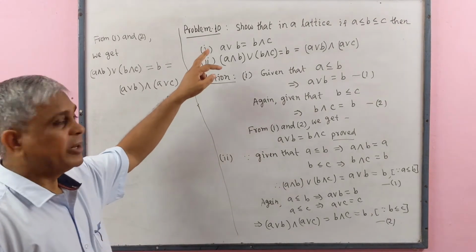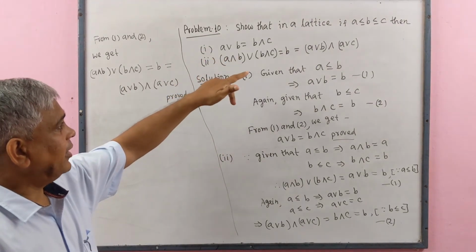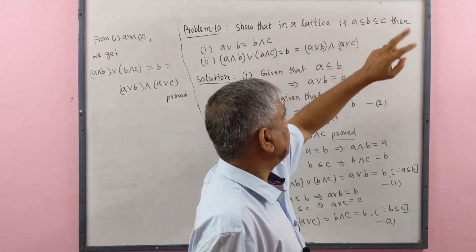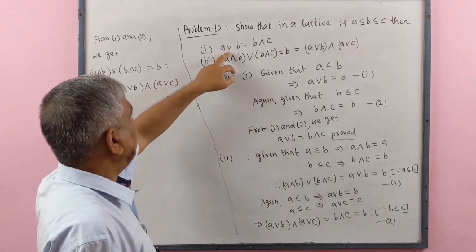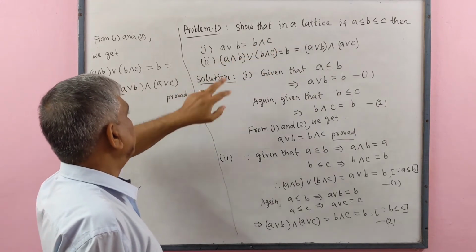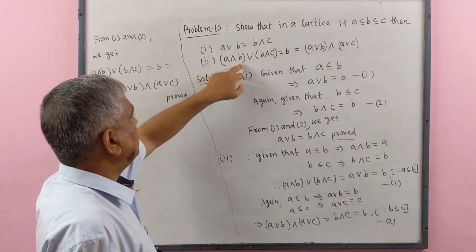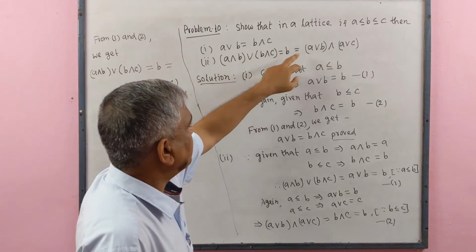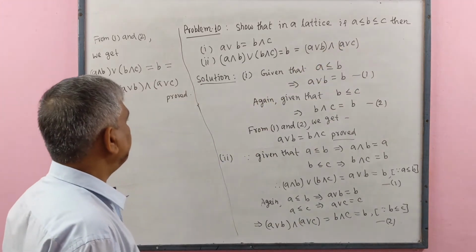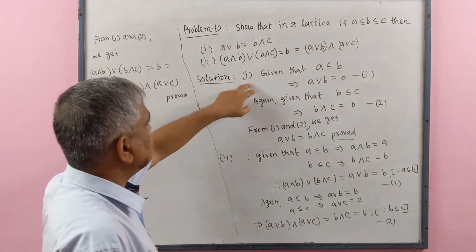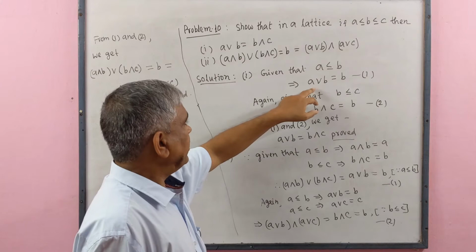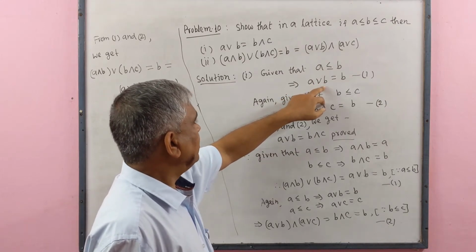Now we solve problem number 10. In a lattice, if A is less than or equal to B and B is less than or equal to C, then number 1, A join B equals B meet C. Number 2, (A meet B) join (B meet C) equals B, which equals (A join B) meet (A join C). Now we prove number 1. Since it is given that A is less than or equal to B, we know that A join B equals B.